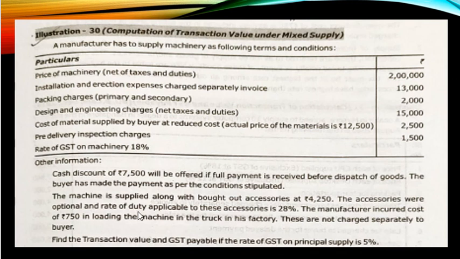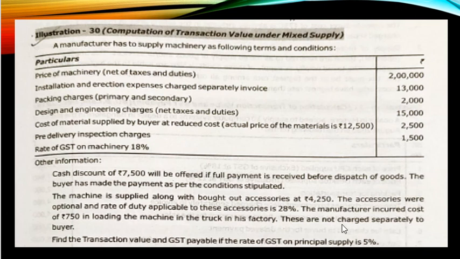The manufacturer incurred a cost of rupees 750 in loading the machine onto the truck in his factory. This is an expense incurred by the manufacturer, not by the seller or the buyer. So this manufacturing expense is at the initial stage itself, and it will be included in the price of the machinery itself. So this expense will not be recorded separately, because it is already included in the price of machinery.